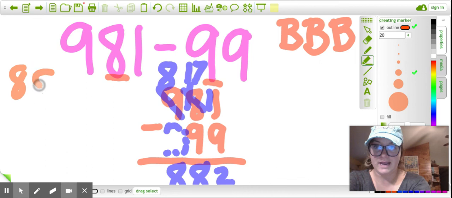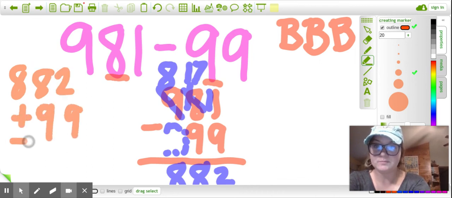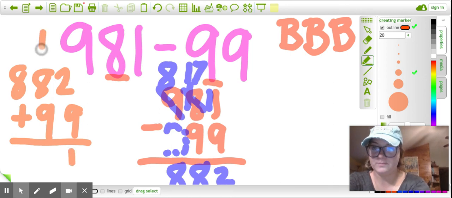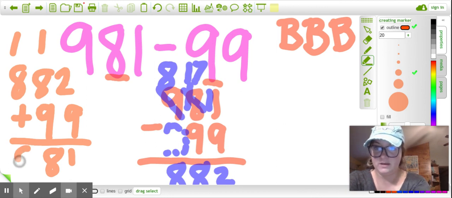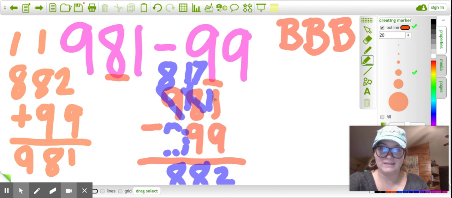So 882 plus 99. 9 plus 2 is 11. 9 plus 8 and 1 is 9. So 9 plus 9 is 18. 8 goes down, 1 flies up. 8 plus 1 is 9. So there we have it, campers. 981. It checks. So our correct difference is 882.